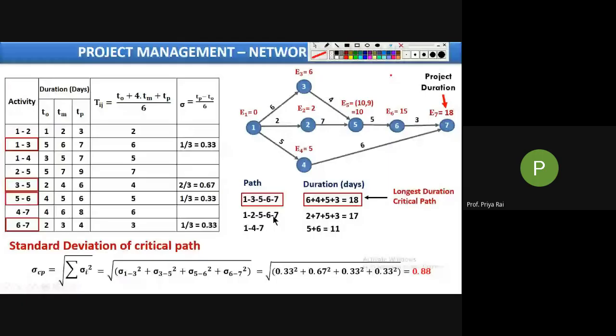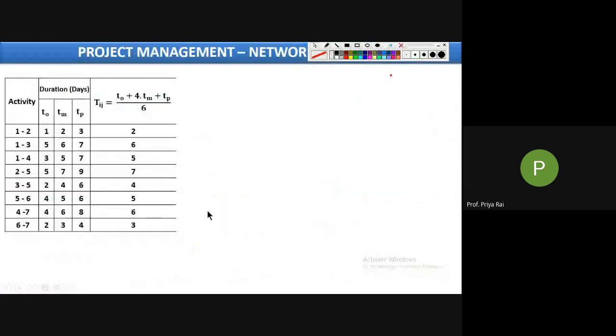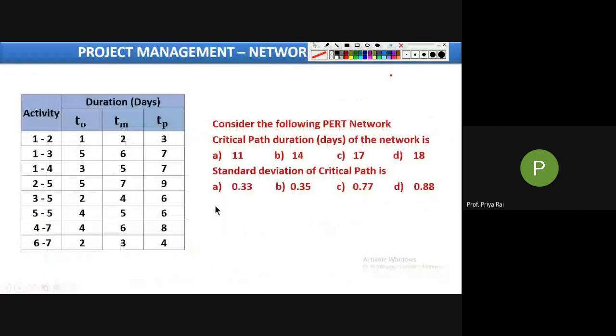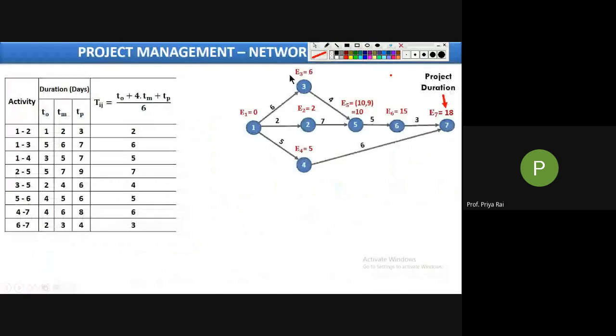So the duration of the critical path is 18 days, option D, and the standard deviation of the critical path is 0.88, which is again option D. Okay, 18 days and 0.88. They may ask you another third question also, find the project duration. For project duration, you need to calculate E values, and the last E value is the project duration. This thing I have done extra, but the other two things will be like this.